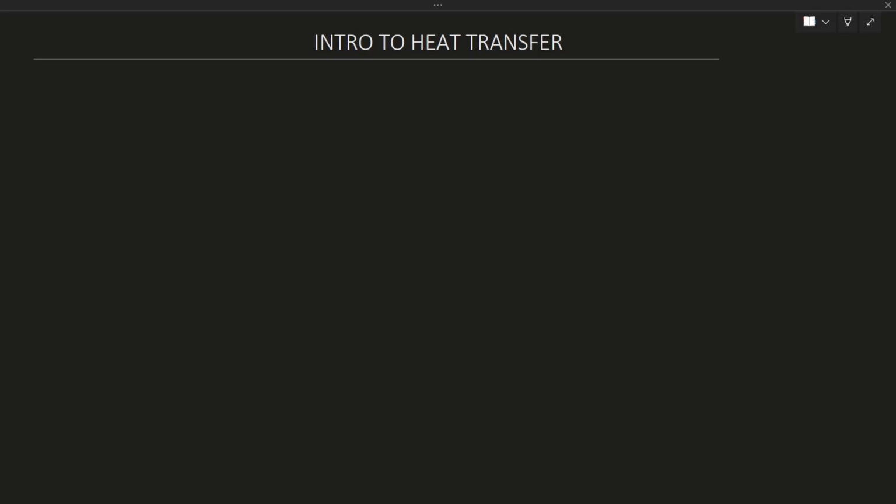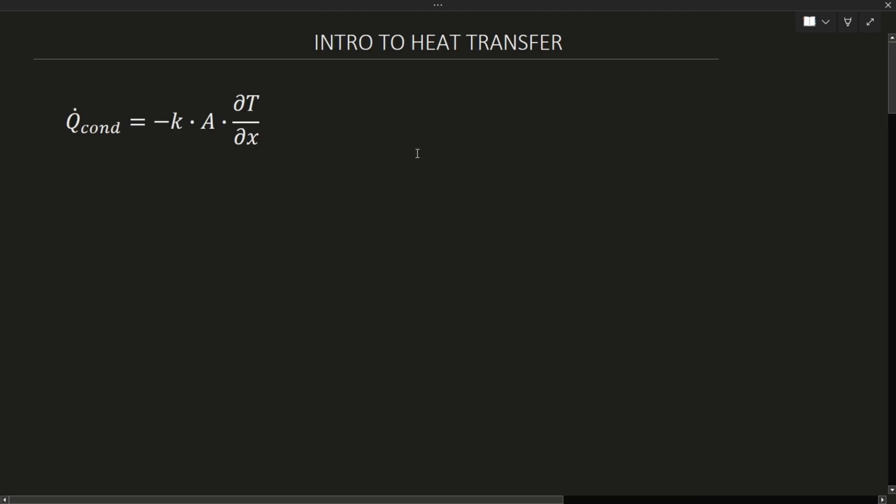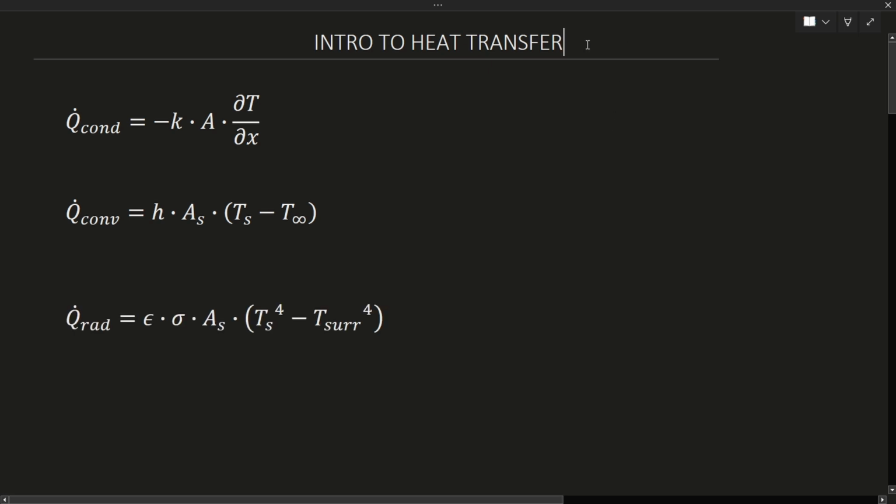So your first chapter is just basic concepts. There are three equations that you have to know. First, heat transfer through conduction, heat transfer through convection, and then heat transfer through radiation. Super easy, okay? Basically, these are the three types of heat transfer.